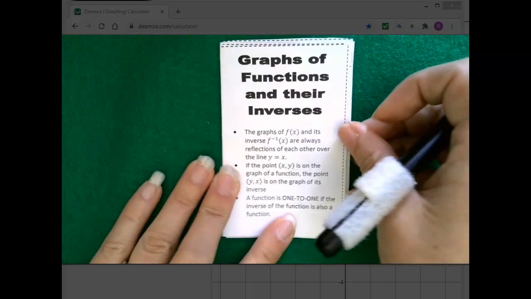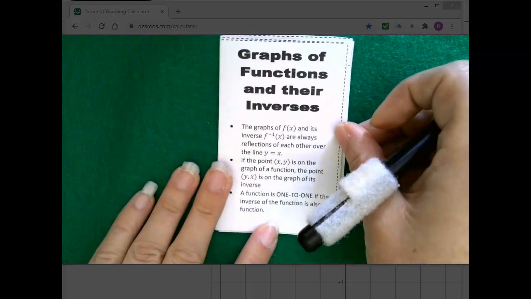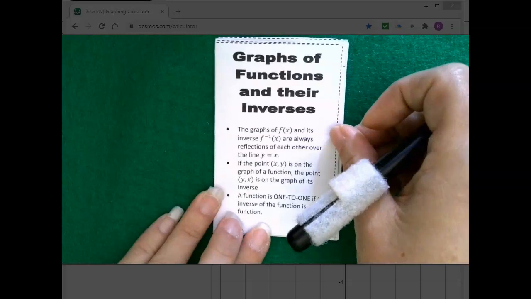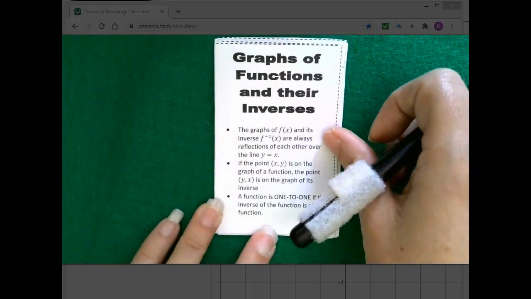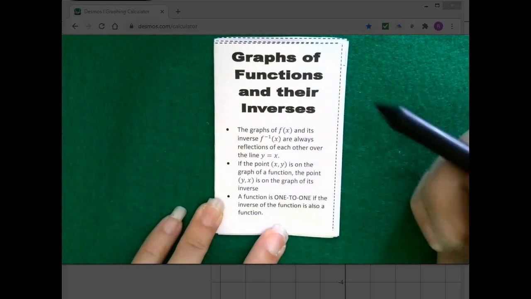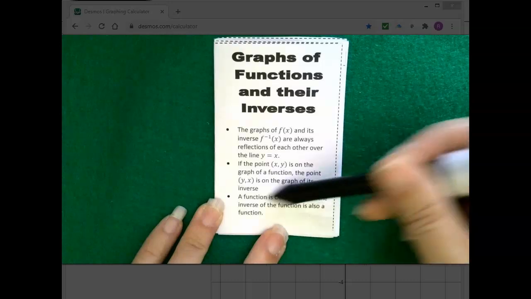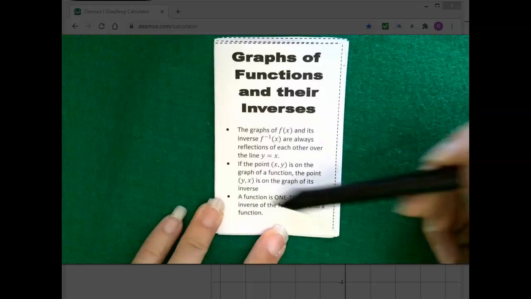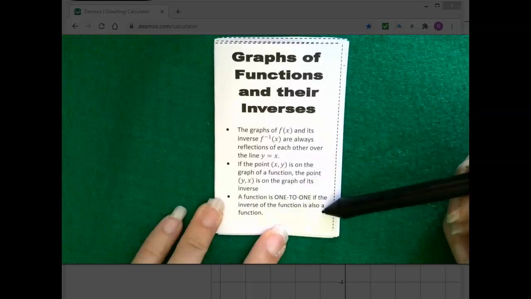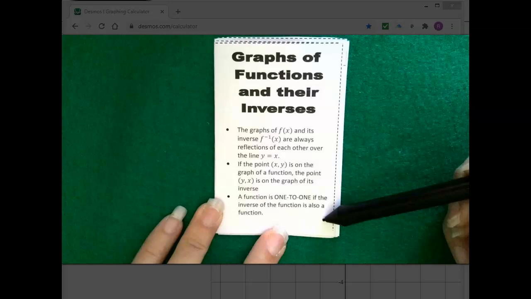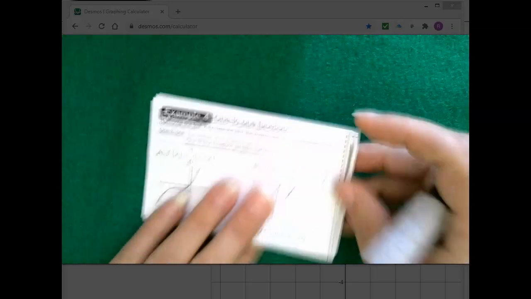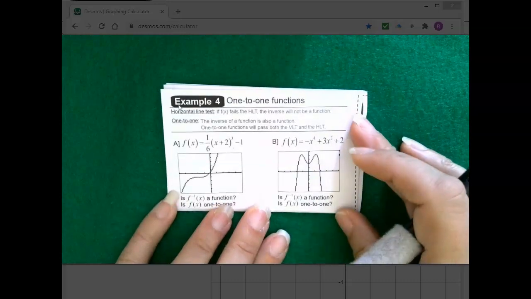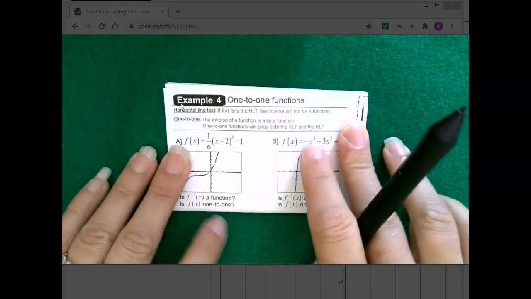Okay, so in this video, we're going to be looking at example 4 for graphs of functions and their inverses. And on the front of those notes, we saw this definition for one-to-one, saying that a function is one-to-one if the inverse of the function is also a function.